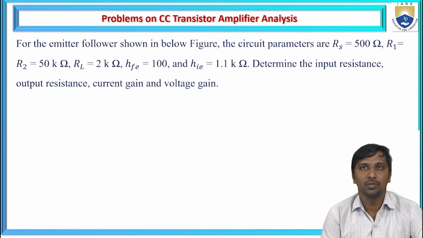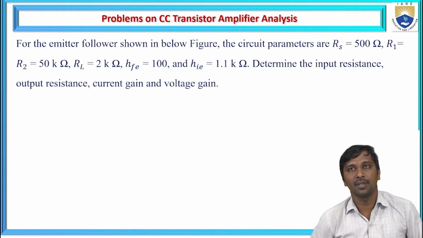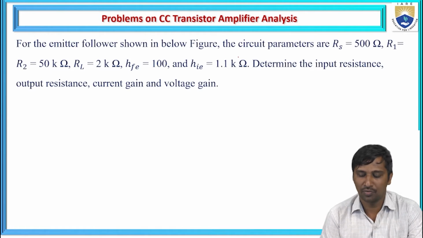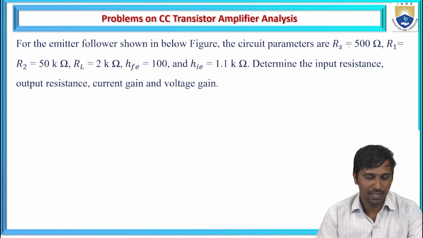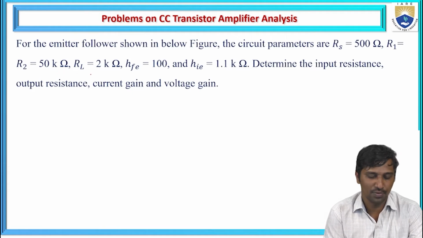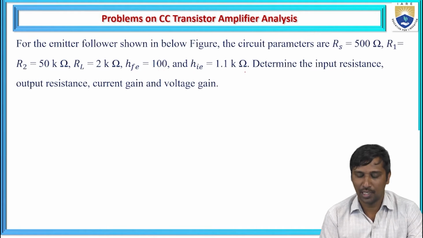For the emitter follower circuit, the common collector is also called the emitter follower circuit. As shown in the figure, the given specifications are: source resistance RS is 500 ohms, R1 and R2 are 50 kilo ohms, RL is 2 kilo ohms, HFE is 100, and HIE is 1.1 kilo ohms. Determine the input resistance, output resistance, current gain, and voltage gain.